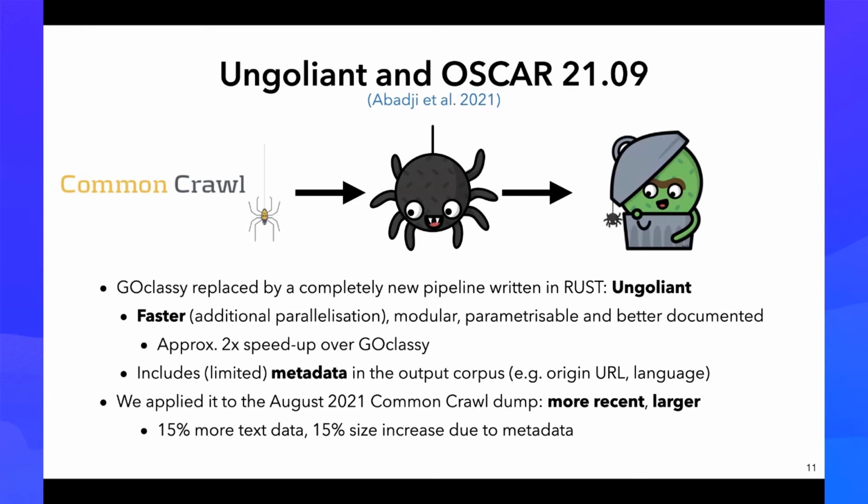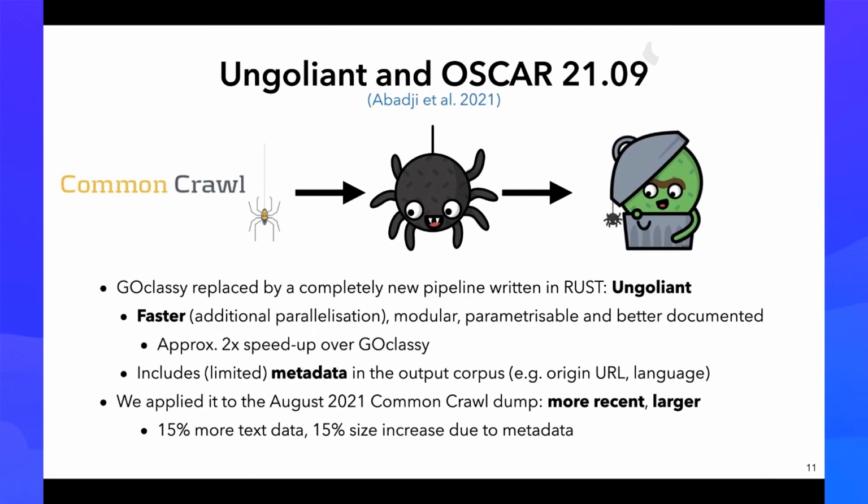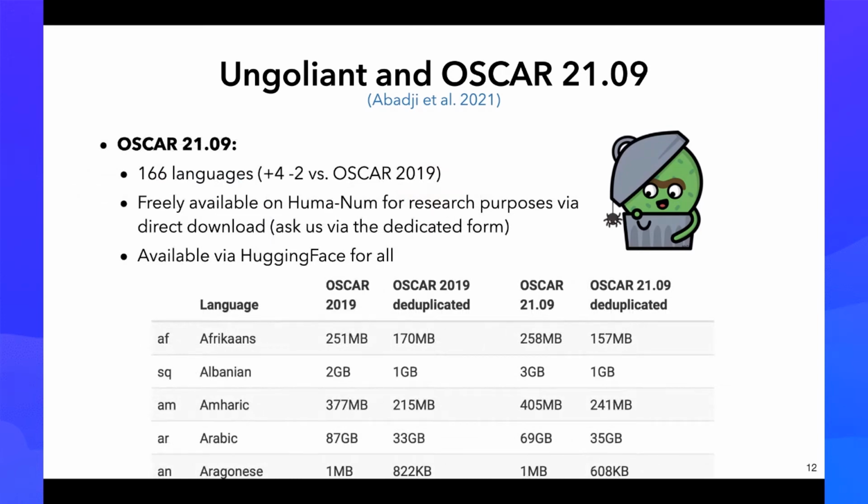And again, we used a newer dump. To be precise, we used the August 2021 Common Crawl dump to create this new version of OSCAR. It resulted in an increase of 15% in terms of raw text volume and 15% of additional size due to metadata. So this latest version of OSCAR covers over 160 languages. It is again freely available on Humanum for research purposes via direct download, and it is also available via Hugging Face.